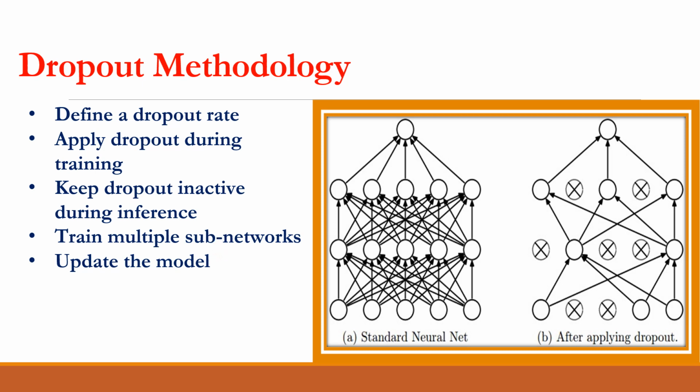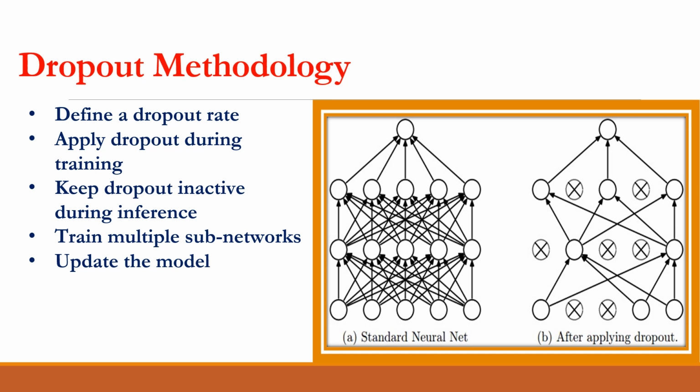And finally, we update the model. Once the forward pass is complete, the model is updated using the standard backward propagation algorithm to adjust the weights and biases. The dropout process is then repeated for the next training iteration with a new dropout mask being generated.